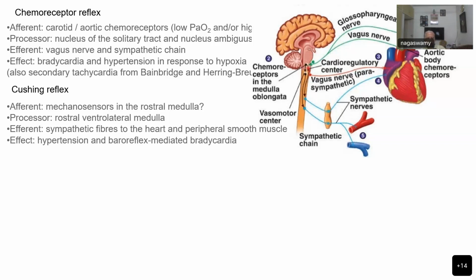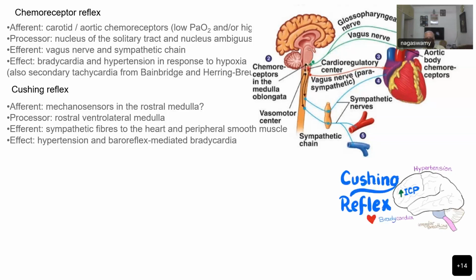So that is how that triad in Cushing's: hypertension, bradycardia, and respiratory irregularity. All the three occur. So there is a raise in ICP causing Cushing reflex, which results in hypertension and bradycardia and irregular breathing, even though the stimulation is causing hypertension, the bradycardia is the secondary effect due to baroreceptor reflex.